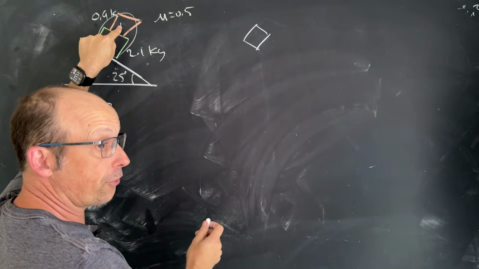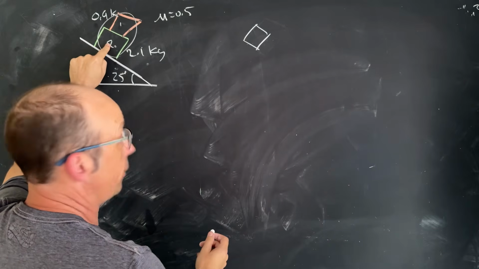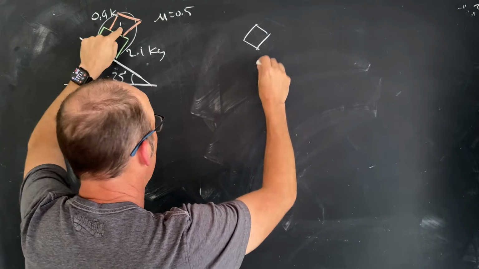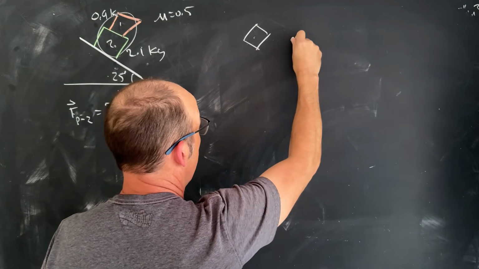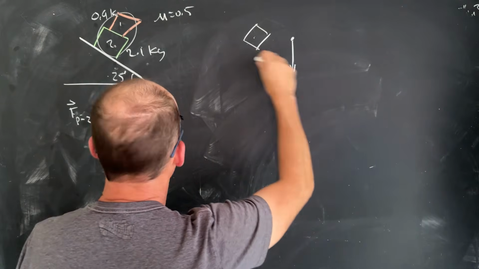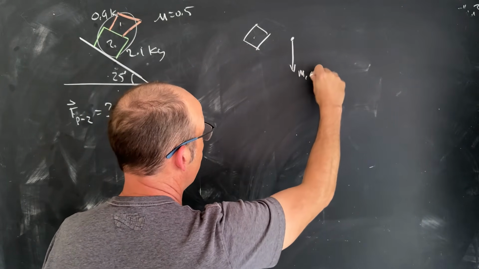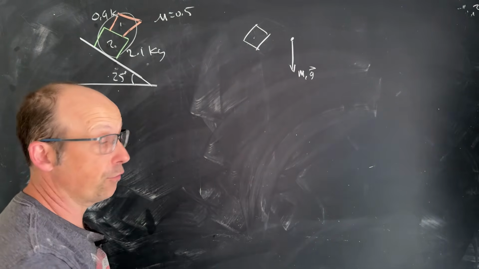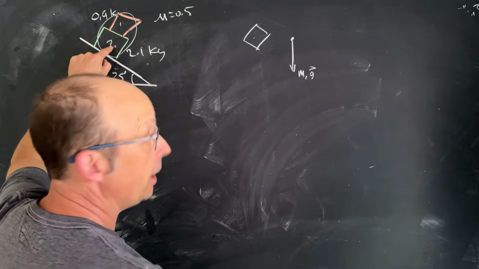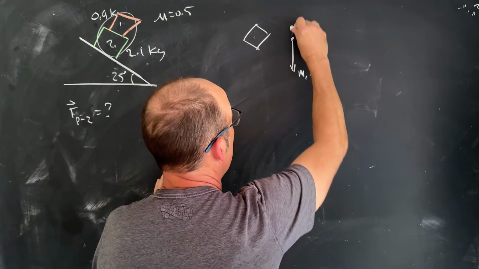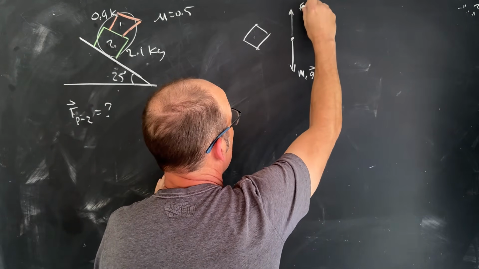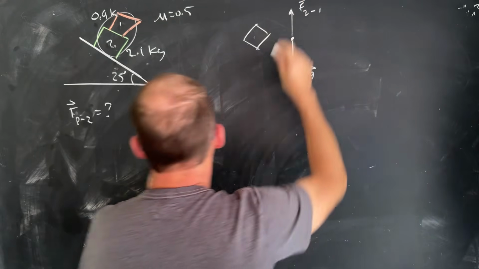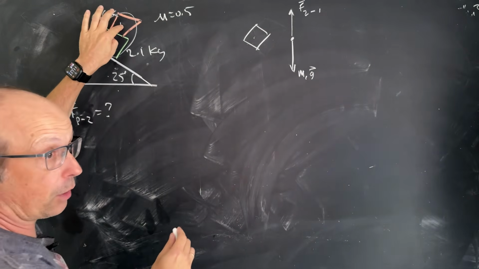What forces are acting on block 1? I know block 2 pushes up on it, and gravity pulls down. So I'm going to draw my free body diagram like this. That's M1 g, the only long range force. What's contacting that block is just block 2, so I'm going to call this F2 on 1. This is block 2 pushing on block 1.